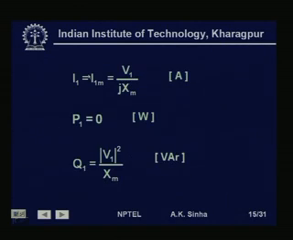Now, when the transformer is not loaded, then we have I1 is equal to I1m. This is equal to V1 by jXm, and since there is no current flowing in the secondary side, and we have assumed no losses in the system, P1 will be equal to 0, and Q1, which is the reactive power, will be equal to V1 square by Xm.